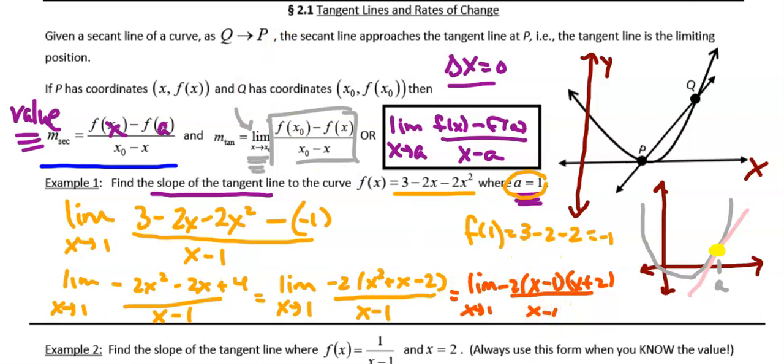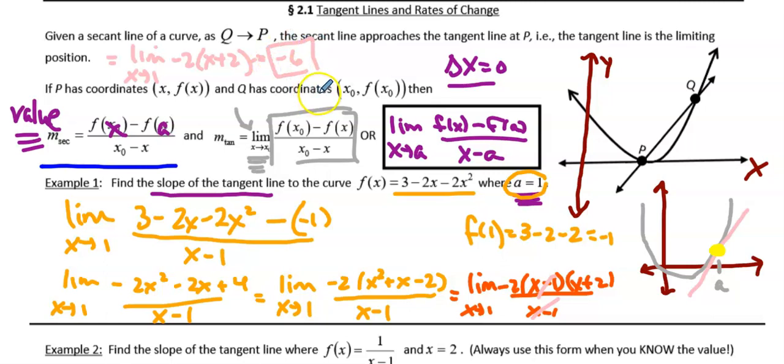And then we're going to cancel out our x minus 1s. I'm running out of room here, so I'm going to put this little guy right here. So we're going to have the limit as x approaches 1 of negative 2 times x plus 2. And we're going to now do substitution for this, and we're going to get negative 6.